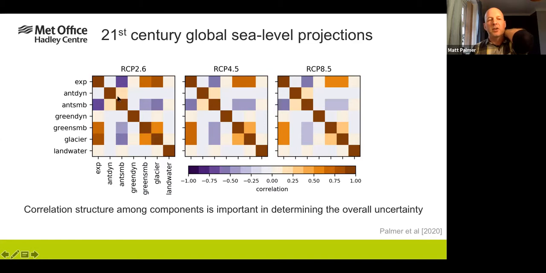But you can see that there's a correlation structure as we might expect. Thermal expansion is positively correlated with Greenland surface mass balance, because the surface mass balance tends to be more negative in a warming world, and obviously the same with Greenland. There's an anti-correlation with the surface mass balance in Antarctica because a warmer atmosphere tends to promote more snowfall. And so you have to account for this correlation structure when you're determining the overall uncertainty. That's why it's important that the same Monte Carlo framework is used all the way through to the local projections. That's a key part of the analysis that I'll show you later, the fact that we preserve this correlation structure.